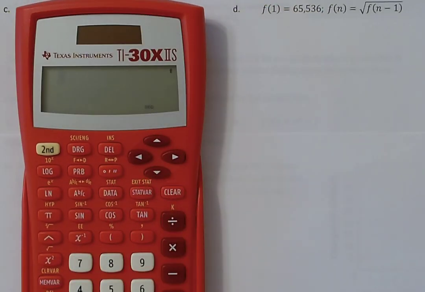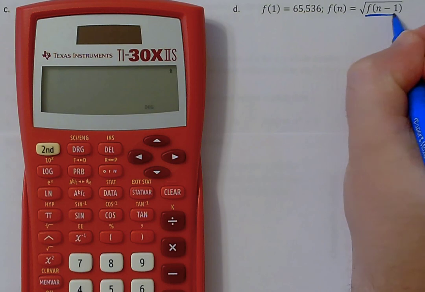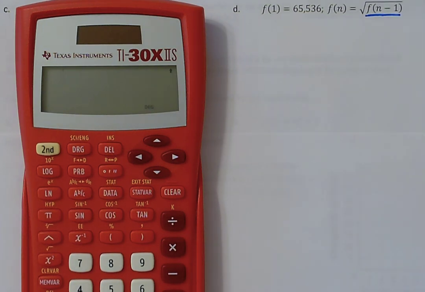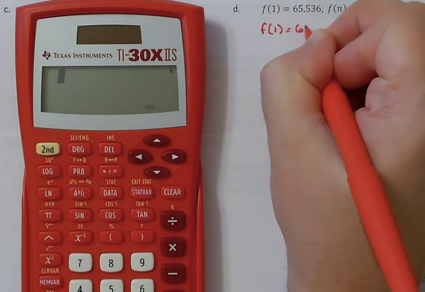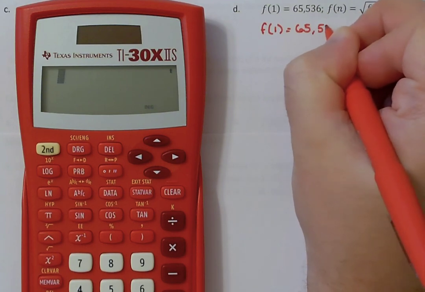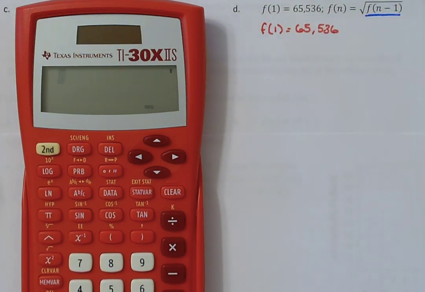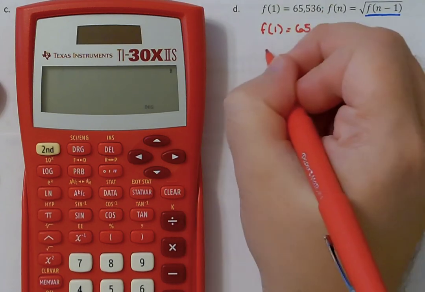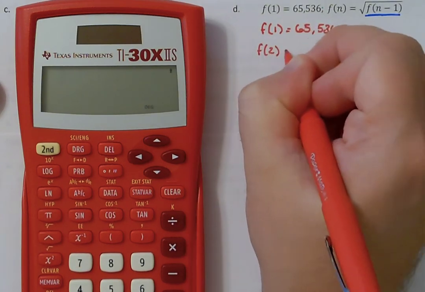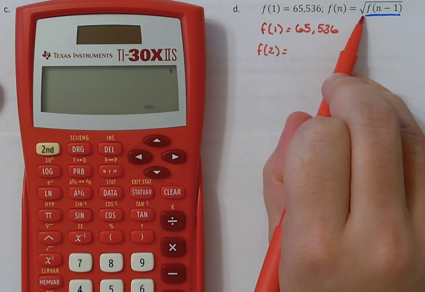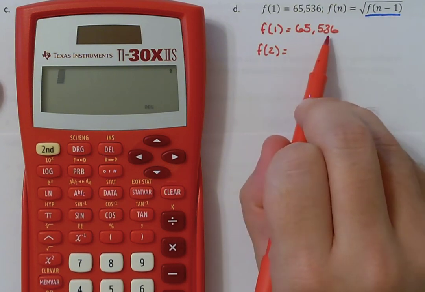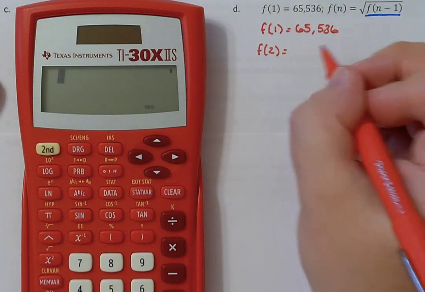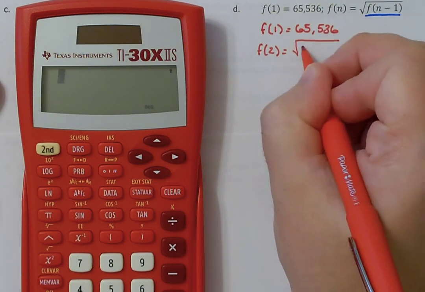All right. So again, I'm going to highlight this part means previous term when we do this. First term, they have told us f of 1 is 65,536. So that is our first term. Now, f of 2 is going to be the square root of our previous term. So our first term, so my previous term here is 65,536. So we're going to take the square root of 65,536.